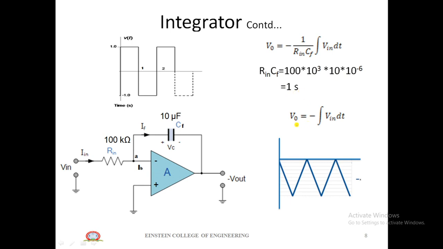So the equation becomes V_0 is equal to minus integral of V_in dt. So the input signal is getting integrated. So the square wave, when integrated, gives a triangular wave, and because of the negative sign, the wave will be an inverted wave.